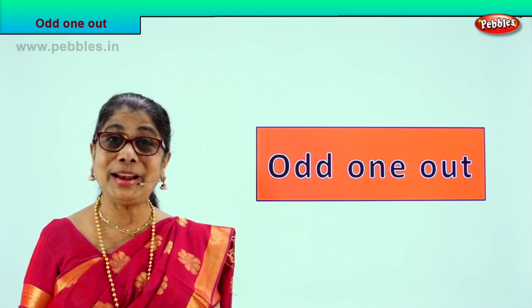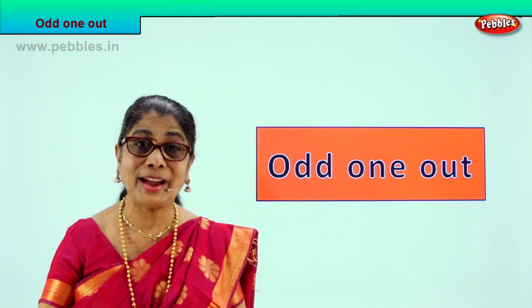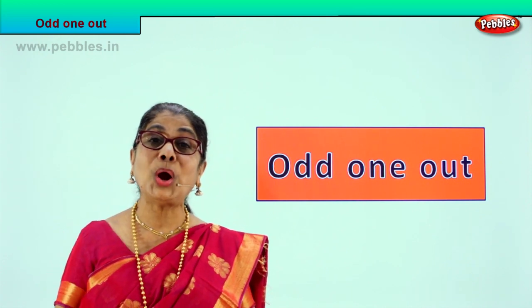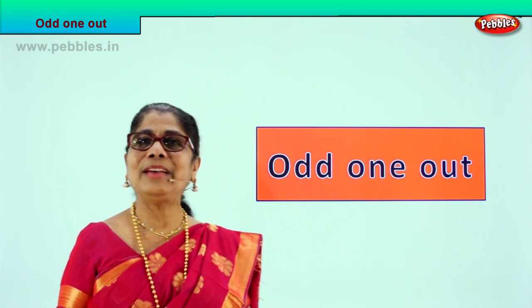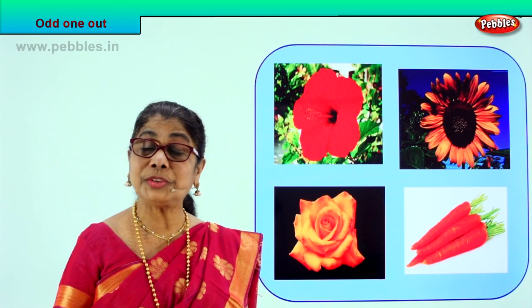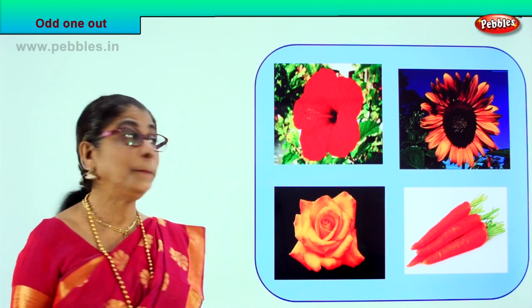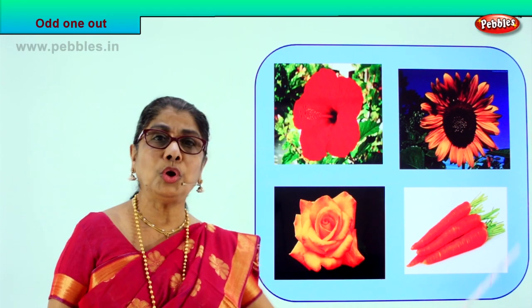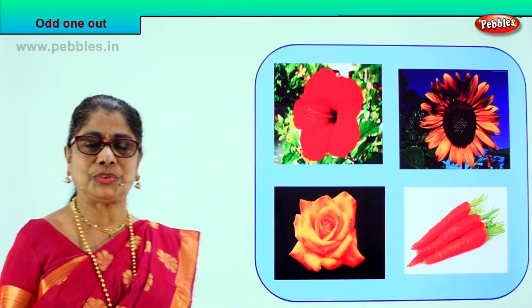Let's see how clever you are, how quick you are to find out which one is not part of that group. Shall we? Yes. Now let's look at our first picture. Study the 4 pictures. Look what is there and which is not part of that group. Now we have lots of things here. There are 1, 2, 3, 4 pictures.